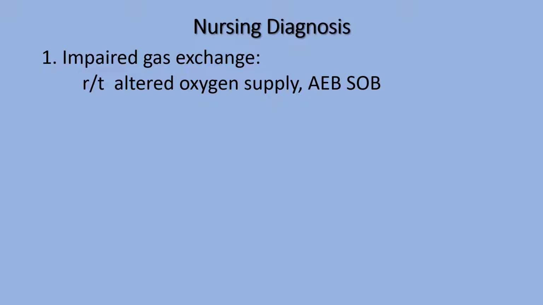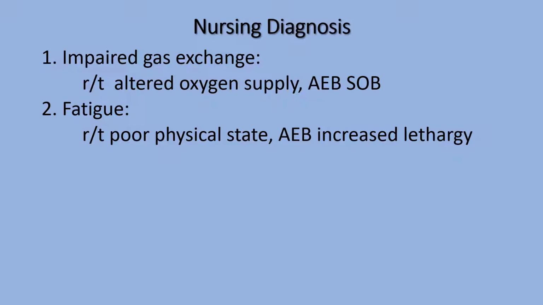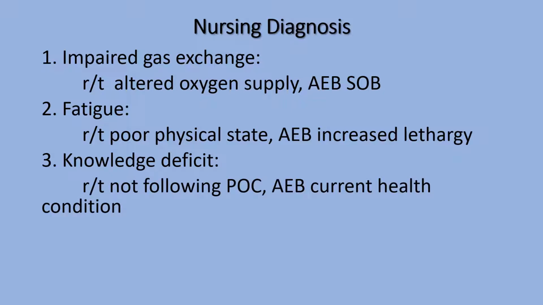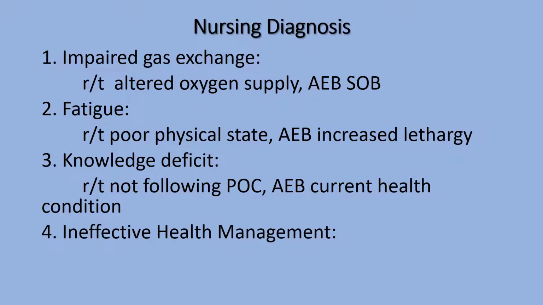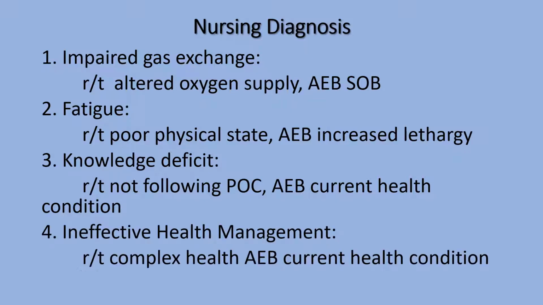For number 2, we'll say fatigue. This is related to poor physical state as evidenced by her increased lethargy. For number 3, we're going to say knowledge deficit, and this is going to be related to not following her plan of care as evidenced by her current health condition. And number 4, ineffective health management, related to complex health issues as evidenced by, again, her current health condition.